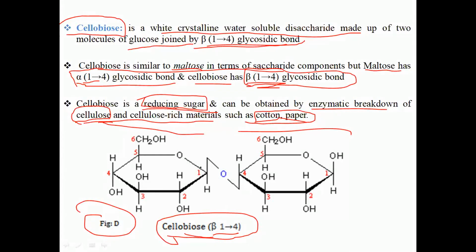You can see this is carbon 1 of one glucose, and it is in beta form because the OH group is present on the upper side here, and the bond is formed between C1 and C4 of the two sugars. So it is a beta-1,4 glycosidic linkage. So this is all about the different types of disaccharides.